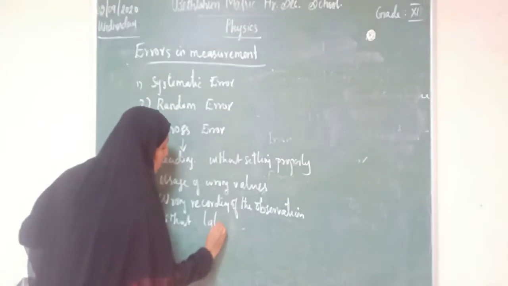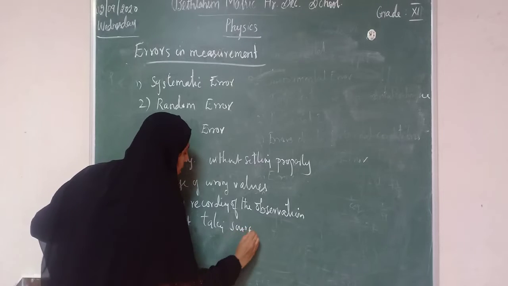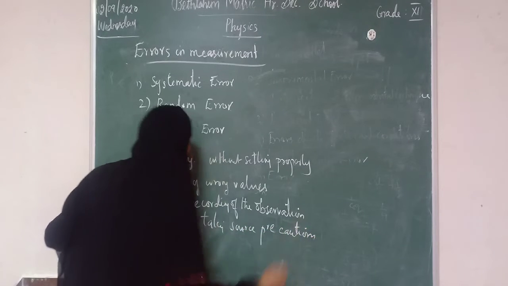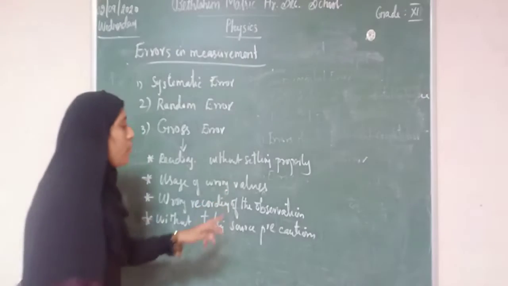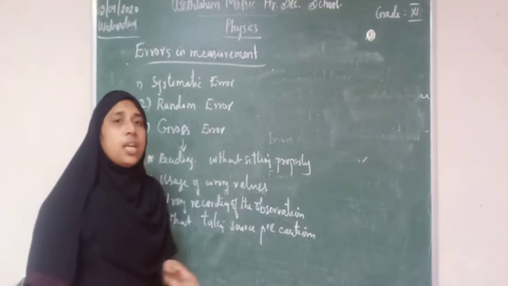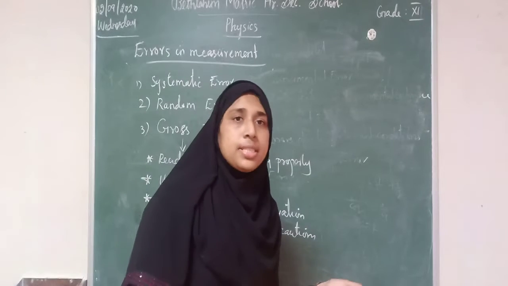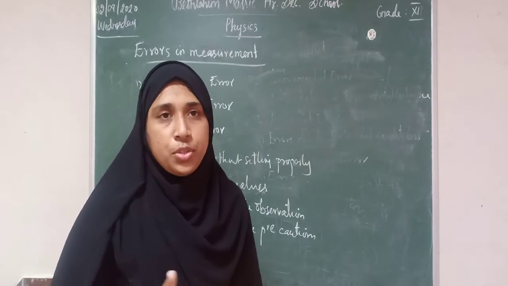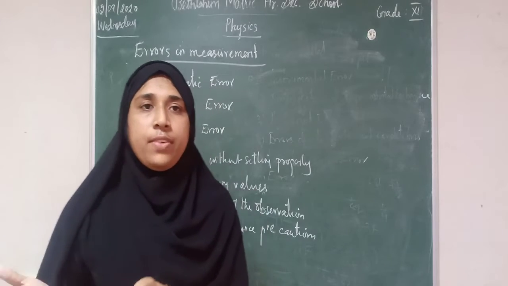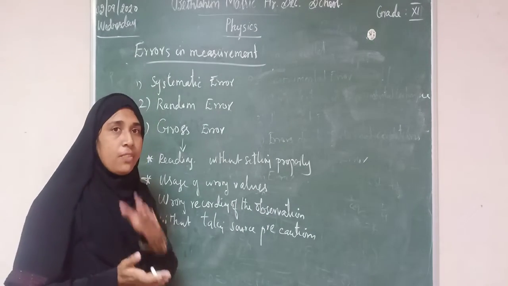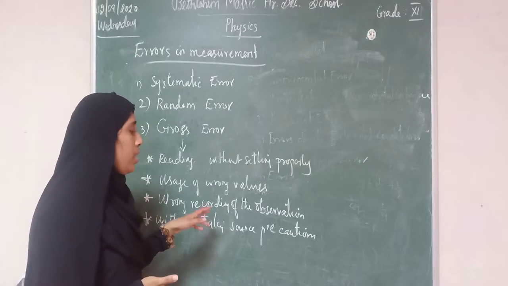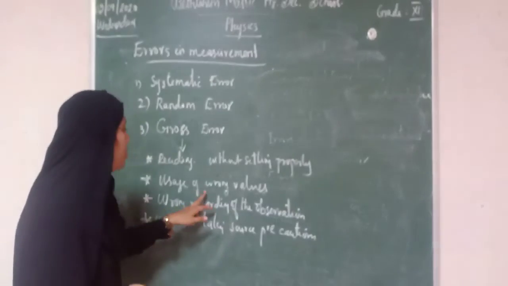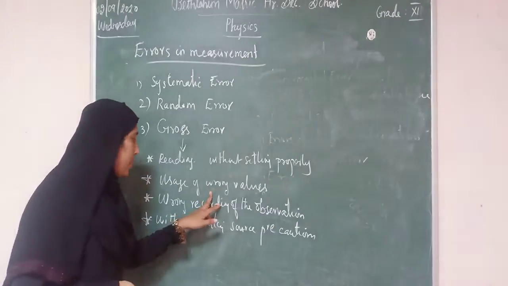Without taking the source precautions. Usage of wrong values in the sense, instead of using the correct value, you may substitute the wrong value. For the gravitational constant, you should use 6.6 into 10 power minus 11 Newton meter squared per kg squared. That value you have to use. Instead, for the gravitational constant, you may use another constant. So it will occur throughout the experiment.